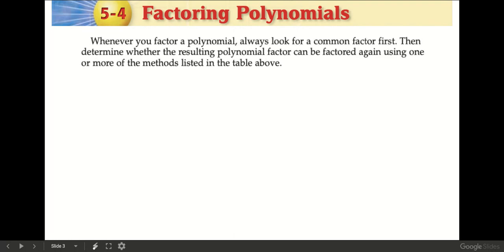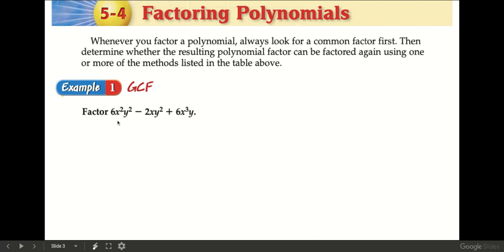Whenever you factor a polynomial, always look for a common factor first. Then determine whether the resulting polynomial factor can be factored again using one or more of the methods listed in the table above, which we just saw in the last slide. So let's look at this one. We were given this example: factor 6x squared y squared minus 2xy squared plus 6x cubed y.